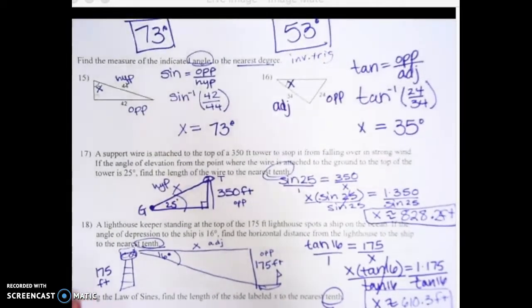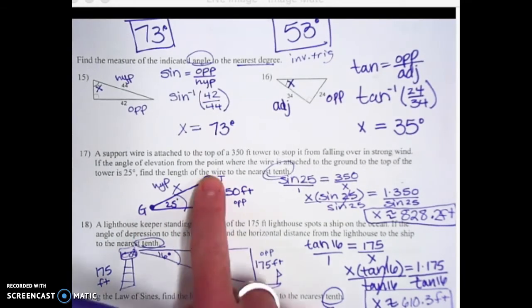Number 17 says a support wire is attached to the top of a 350-foot tower to stop it from falling over in strong wind. The angle of elevation from the point where the wire is attached to the ground to the top of the tower is 25 degrees. Find the length of the wire to the nearest 10th.